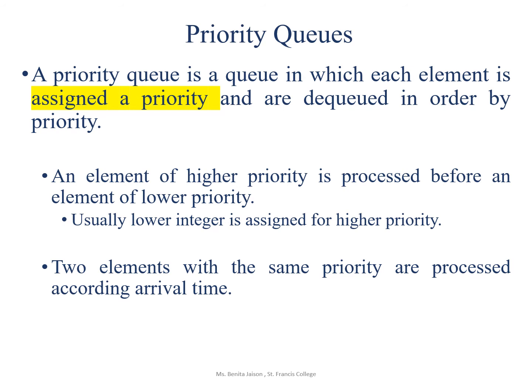Now we will see the next category of queue known as a priority queue. Priority queue is a queue in which each element is assigned a priority number and are dequeued in the order of their priority. Elements of higher priority are processed or dequeued before the elements of lower priority. A lower integer is usually assigned to indicate an element of higher priority. If two elements are having the same priority in the queue, then they are processed in the order of their arrival time.